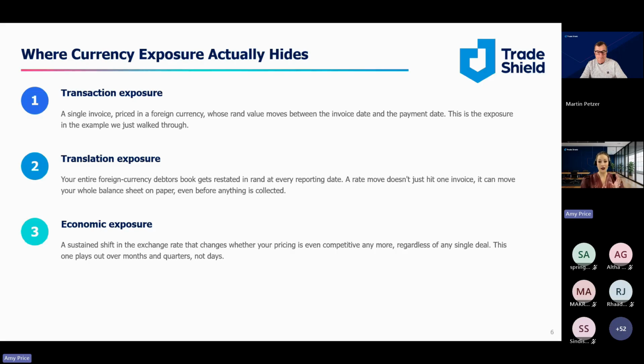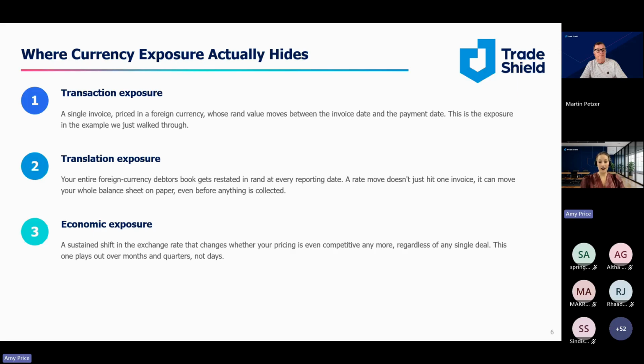So the first one is obviously transaction exposure, which is exactly what we've just looked at. It's one invoice moving between the date that you raised it and the date that it gets paid. This is the most obvious one, and it's the one that maybe hits your actual cash flow the hardest.